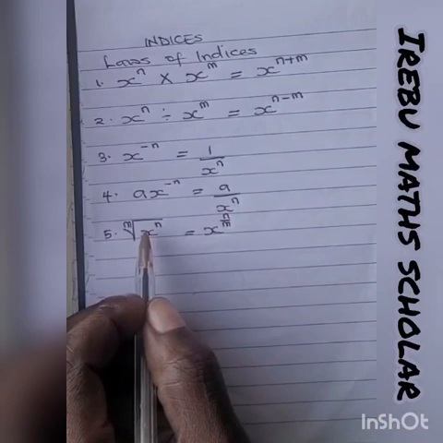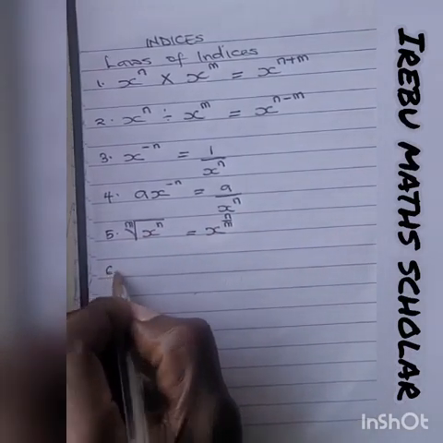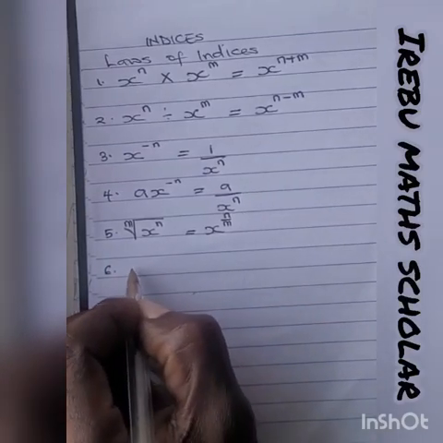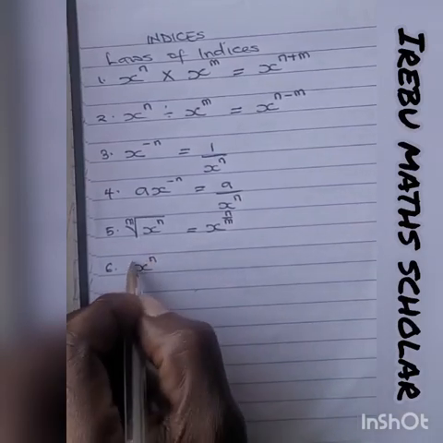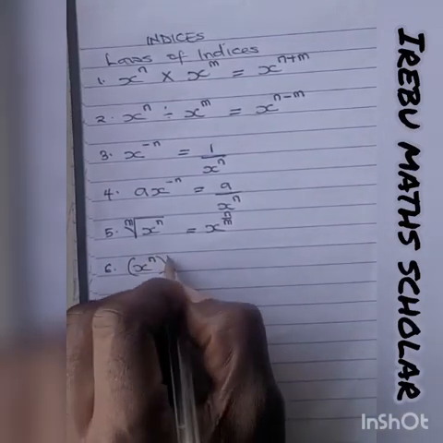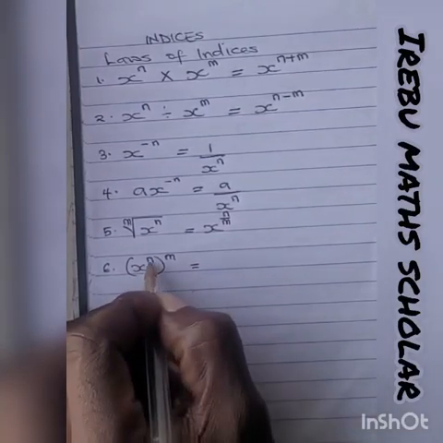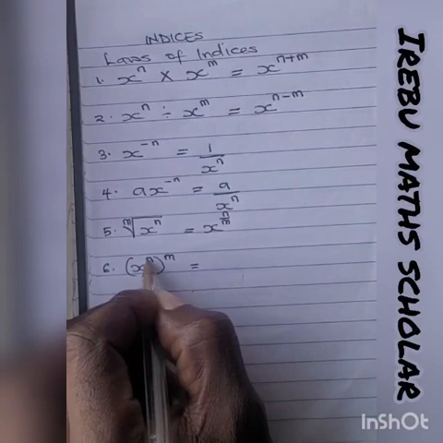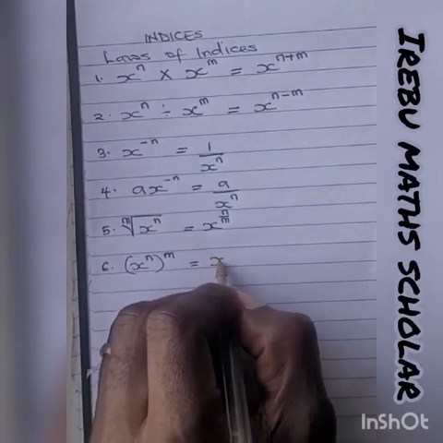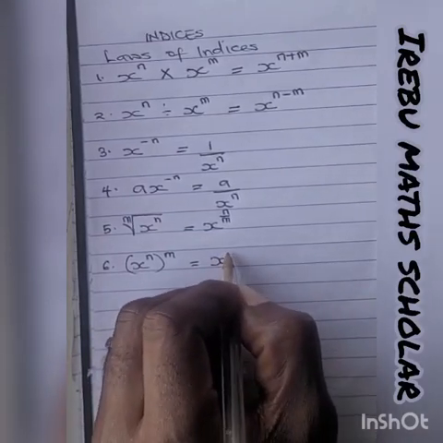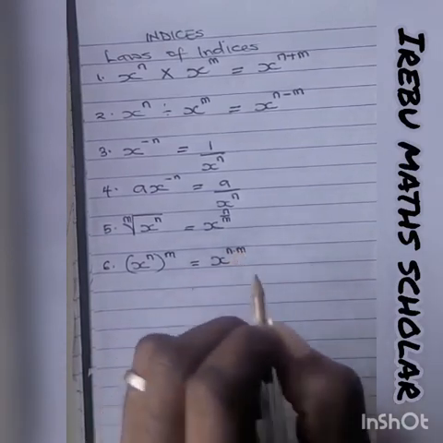Okay? So if we look at the sixth one, if we have x to the power of n all raised to power m, what you simply do is multiply their powers. n is a power, m is also a power. Therefore, you multiply their powers. So that will be x to the power of n times m.